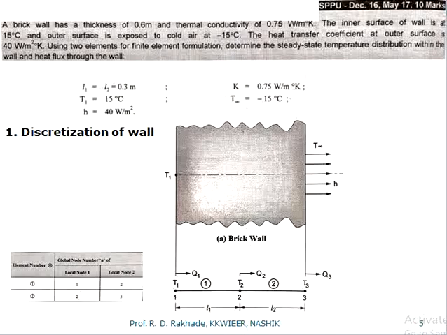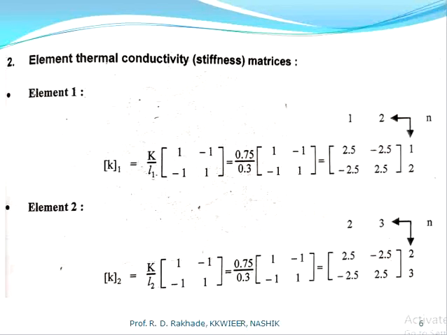So this is our discretization of the wall. Second step, create the individual element thermal conductivity stiffness matrix. So we have two elements. So, thermal conductivity for element 1.